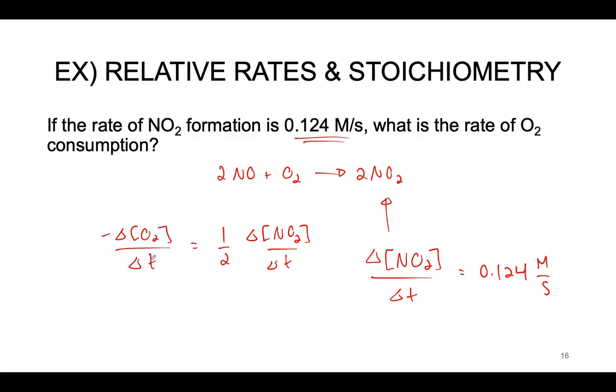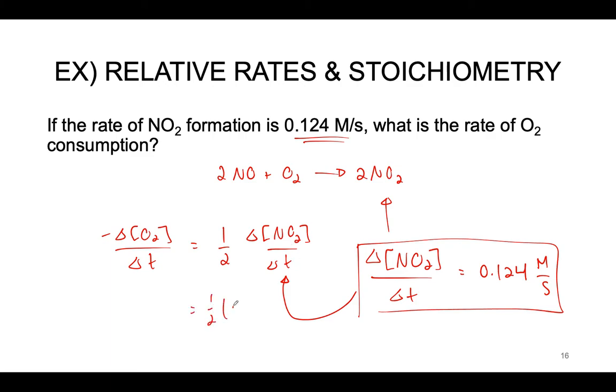So we can see here, all we need to do is insert this 0.124 into this portion of our equation, literally finding 1/2 of the rate of formation, 0.124 molar per second. And this is going to give us the rate of consumption for our O2, a negative in parentheses.